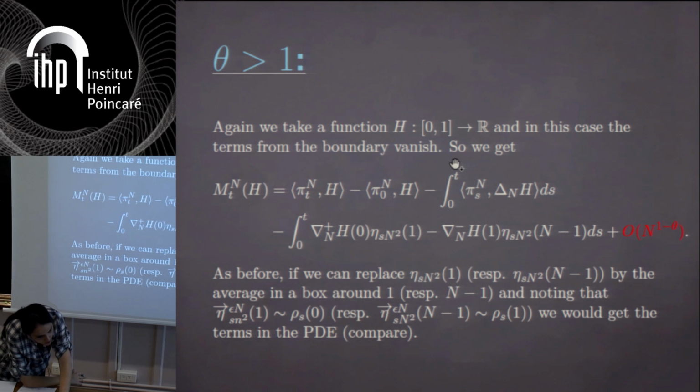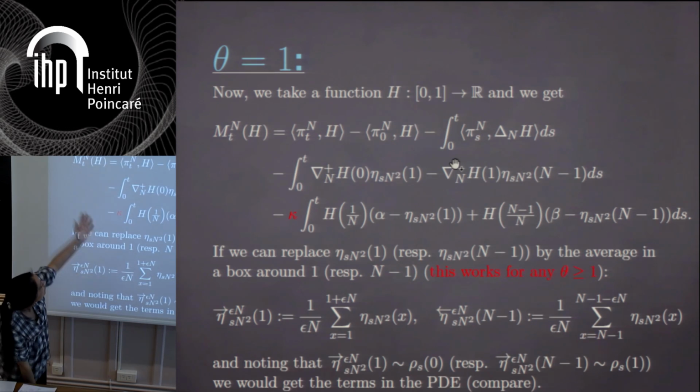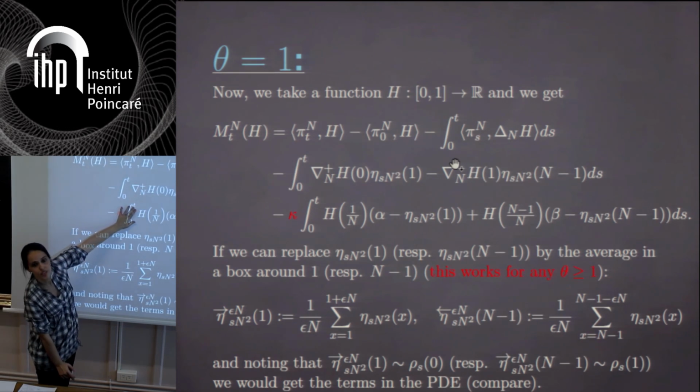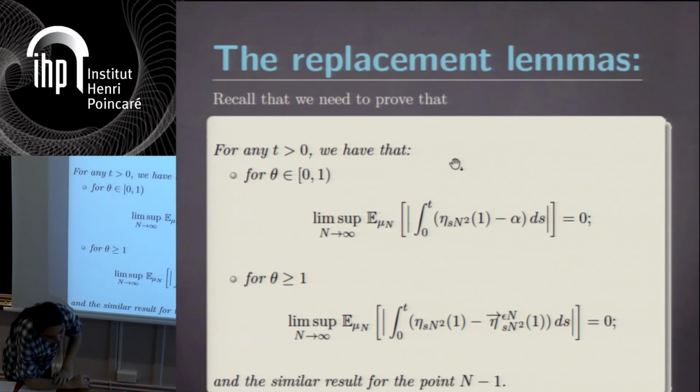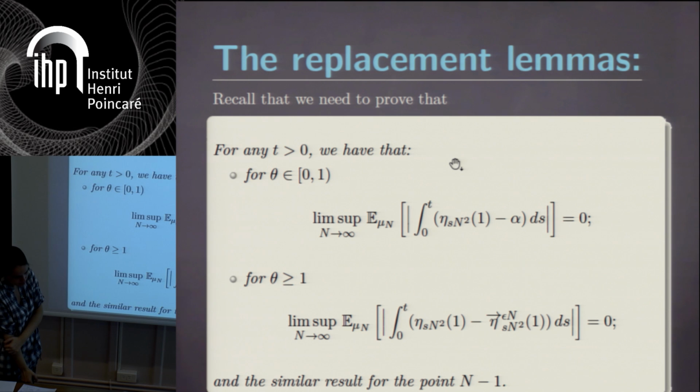And the same thing for theta less than 1. So the difference you see between theta equal to 1 and theta bigger than 1 is that you don't have this term. Okay? It's like kappa is 0. OK, so now the replacement lemmas.